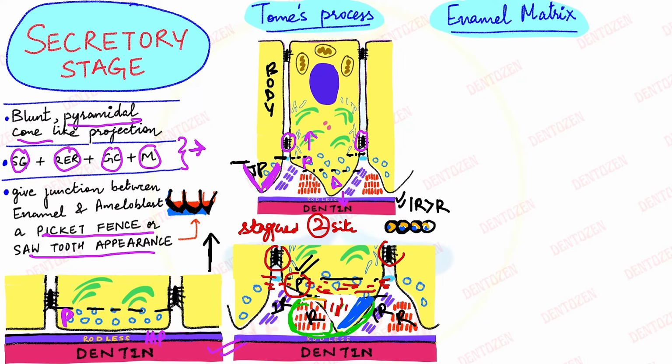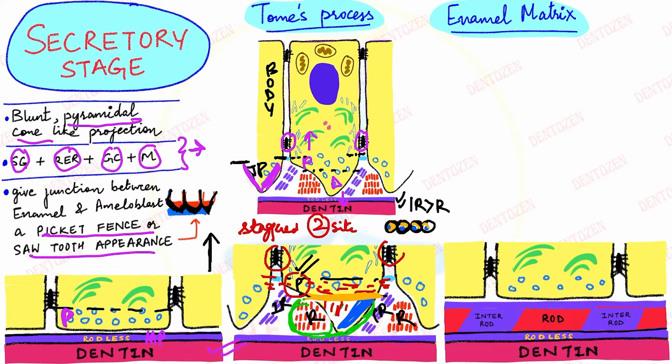And finally, when the Tomes process is lost, the ameloblast cell again becomes ovoid in shape, and now again it has only one secretory site, and the final layer which is deposited is again similar to the initial layer, that is rodless or aprismatic. So that is how a layer of enamel which contains rod and interrod, also known as prismatic enamel, is sandwiched between initial and final layers of rodless or aprismatic enamel.